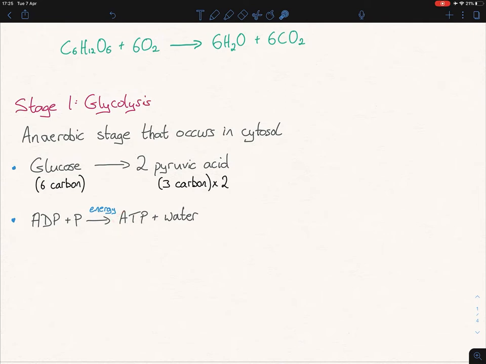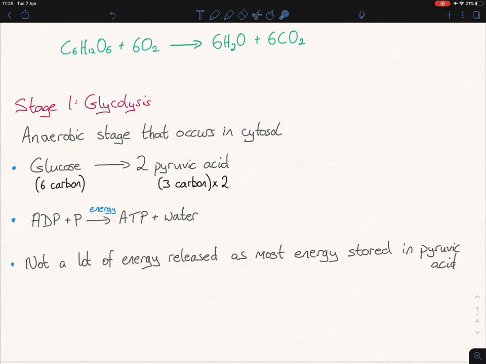Now, glycolysis doesn't give off a whole pile of energy, because most of the energy is actually still within the bonds of the pyruvic acid. So the vast majority of energy is still over here in the pyruvic acid. It's important to note, and you'll see this in exams as well, that pyruvic acid is also called pyruvate. So they're often referred to as pyruvate or pyruvic acid. You need to be familiar with both, particularly for higher level students.